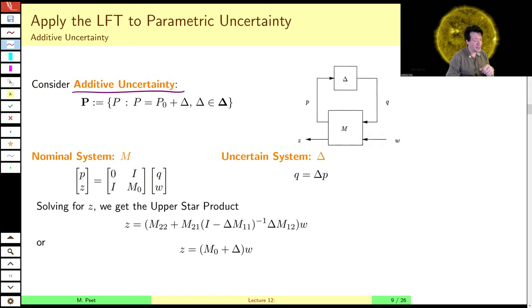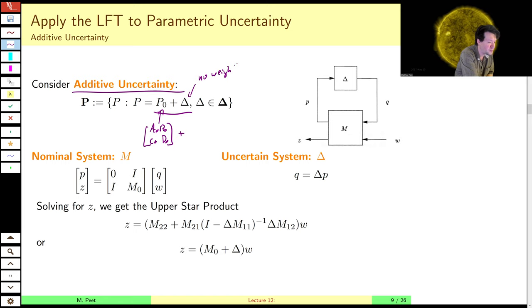So suppose you just have a form of additive uncertainty in this case, where you've got a nominal system P naught, or a nominal closed loop system, let's say. So maybe A naught, B naught, C naught, D naught. And then you want to add an uncertain block to it, where here we don't have any weighting matrices, no weighting. We could add an eta here if we wanted to.